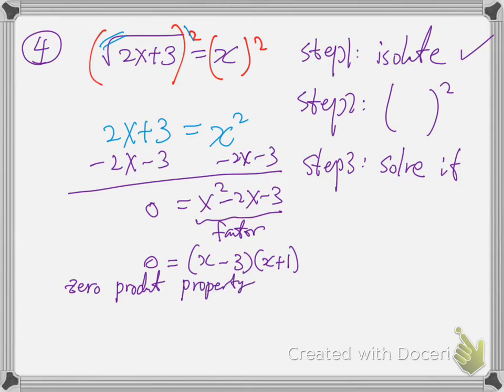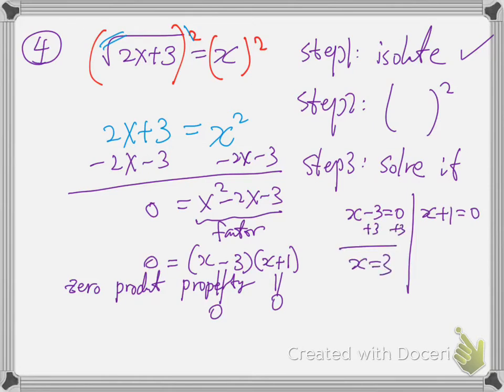Product is 0, so that implies this is 0 or that is 0. So we got 2 new linear equations: x minus 3 is 0, or x plus 1 is 0. Solve this: plus 3, we got x is 3. Minus 1, we got x is negative 1. So now we got 2 solutions, x1 and x2, for this quadratic equation. So step 4, we have to check it.